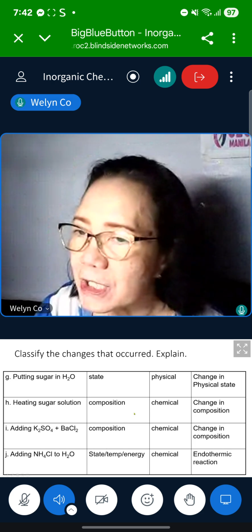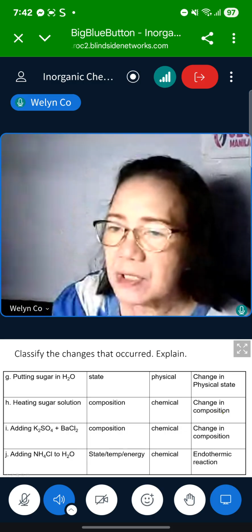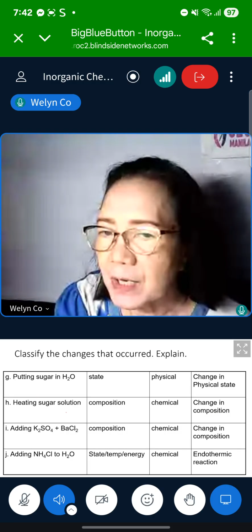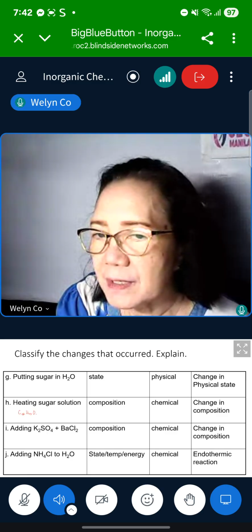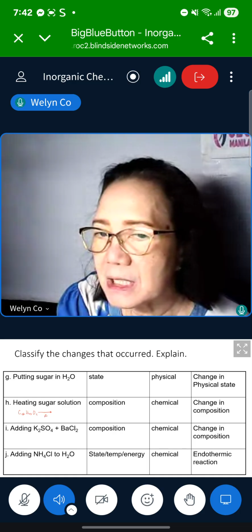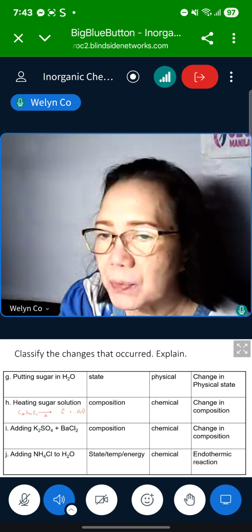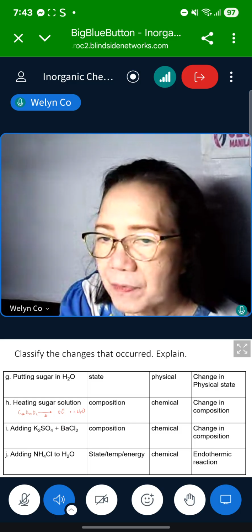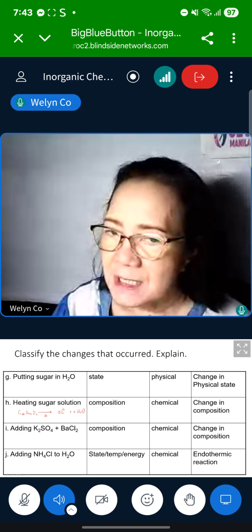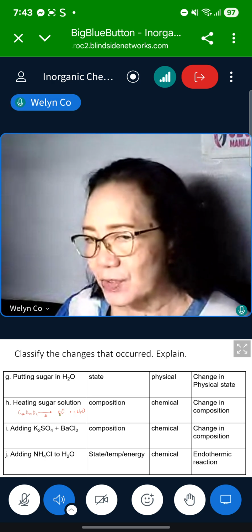Then putting sugar in water, it's also a physical change, dissolved. But heating the sugar, it is a chemical change because yung ating sugar, you have your C12H22O11. Heat is applied to it. It will form carbon plus water. So you can balance the equation. How can we balance it? By finding and writing the number of coefficients for every atom that is in our reaction.